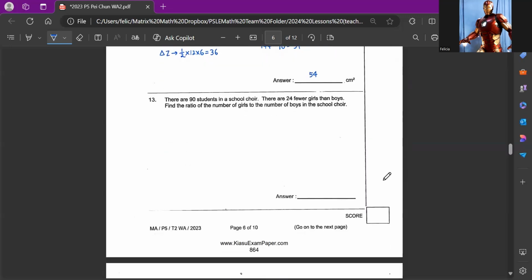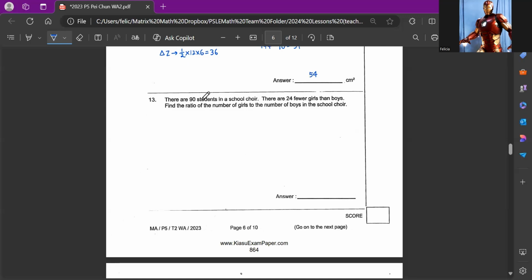Okay, question 13. There are 90 students in a school choir and there are 24 fewer girls than boys. Find the ratio of girls to boys in the school choir. Be very careful for this. It seems like a very easy question, but a lot of students fail to take note that this 24 is the difference between girls and boys, and this 90 is the total students.